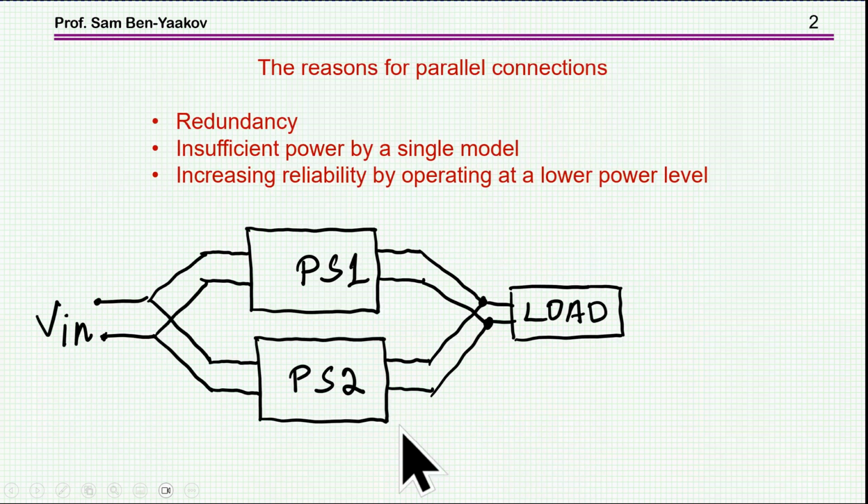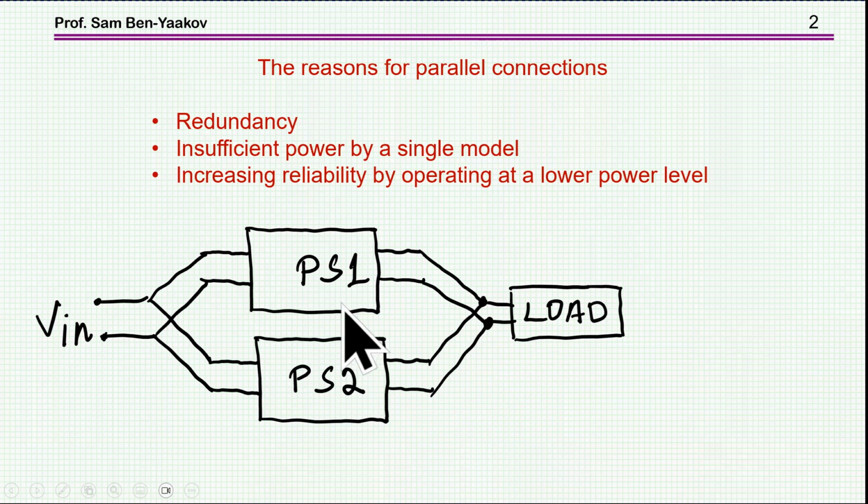There are a number of reasons why we would like to connect power supplies in parallel. One of them is redundancy. That is, we would like to have the load being supplied even if one of the power supplies fails, so that we have current going to the load in the case of failure of one power supply or more.